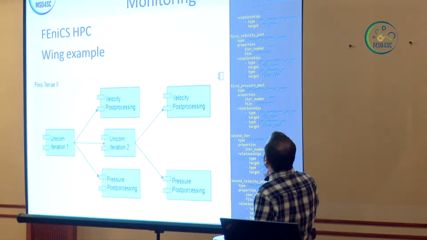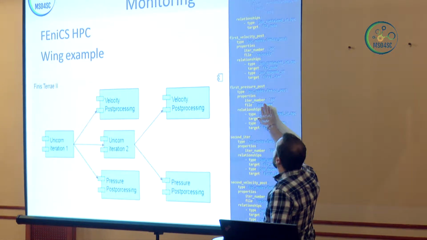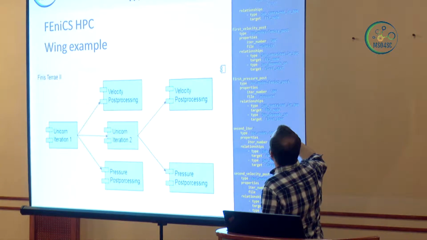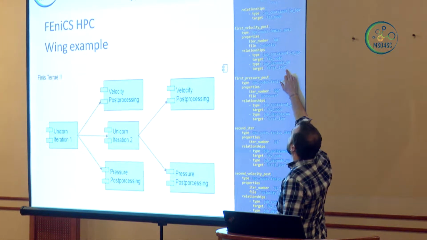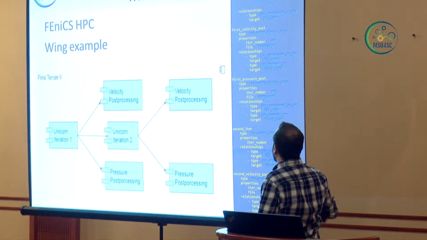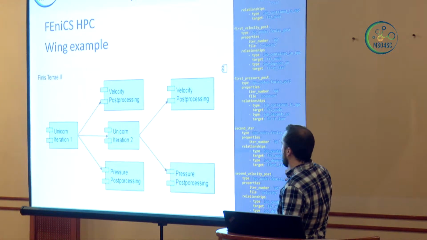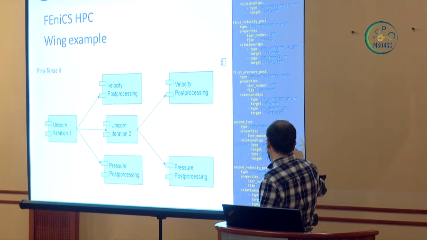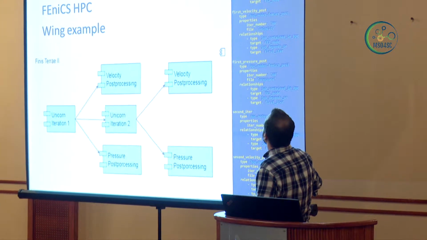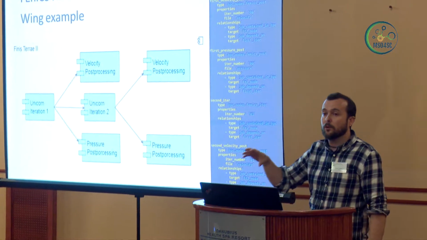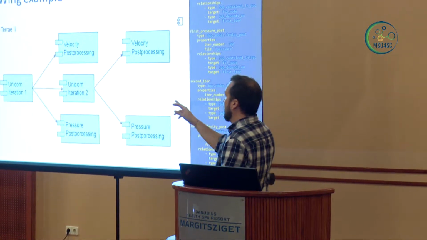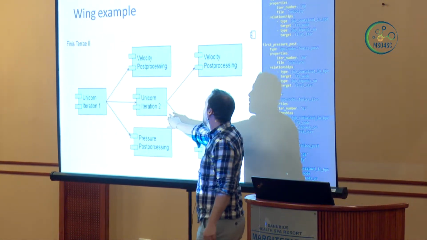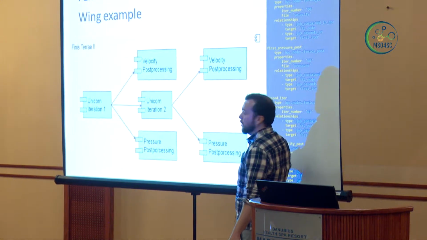Okay. Then I have the first velocity post and first pressure ports, which would be these two jobs. I'm telling in this Tosca file that those depend on the first iteration, and also I have the second iteration which also depends on the first iteration, and for example the second velocity post-processing which depends on the second iteration. If we send this blueprint to the orchestrator, it's going to run first iteration 1, then it's going to run in parallel those 3 jobs, and when this job is finished, it's going to run these 2 jobs.